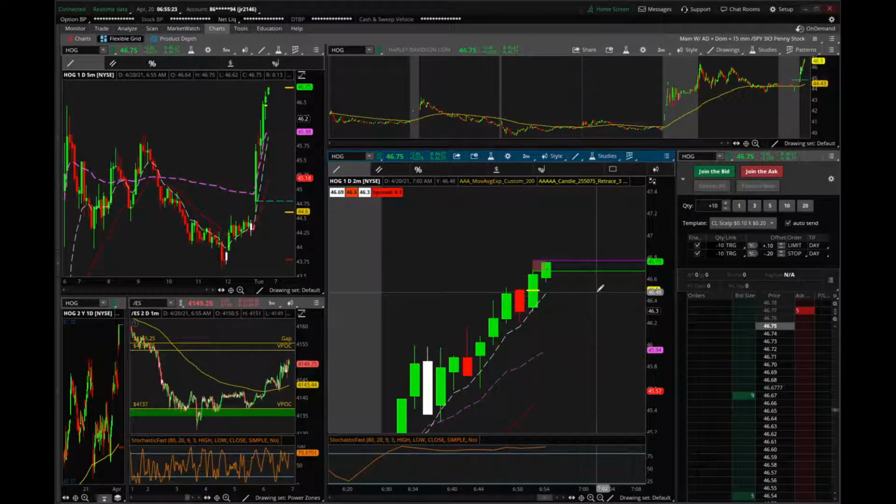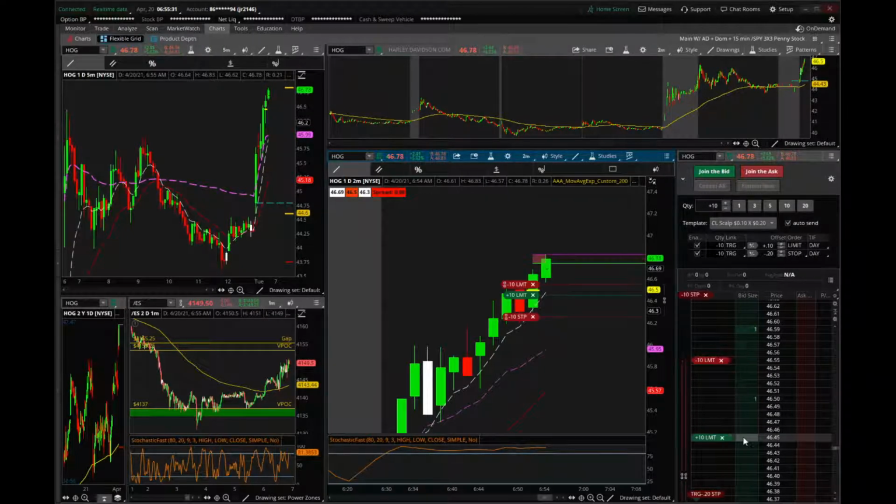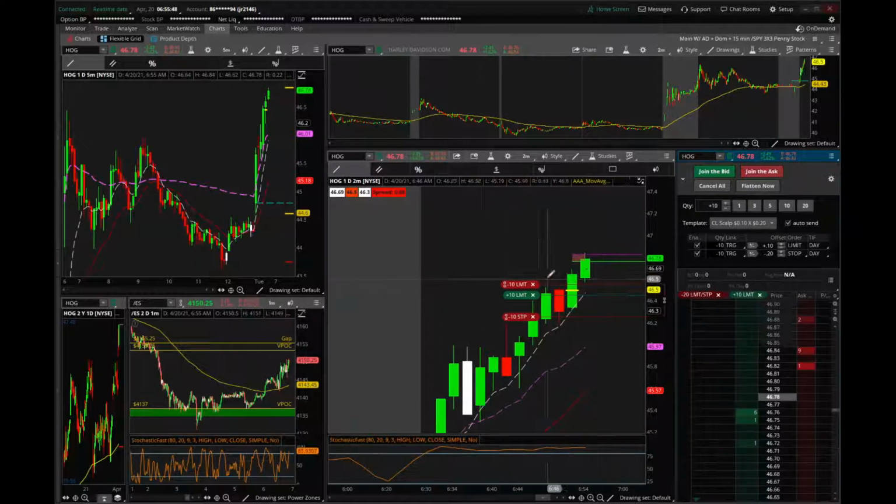So hog, maybe a pullback. All I'm doing is looking for confluence, certain levels where multiple things line up. So I'm going to try a pullback into the 50%, also with the 9-period moving average that I use. And we might miss it. I'm okay if we do.